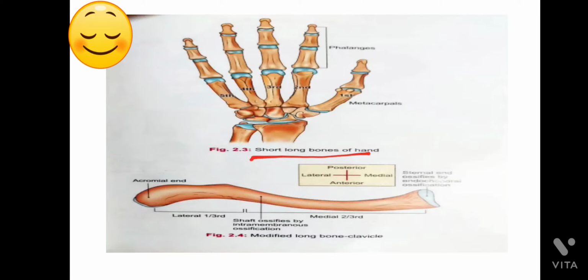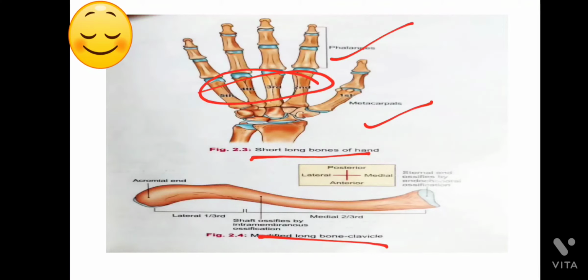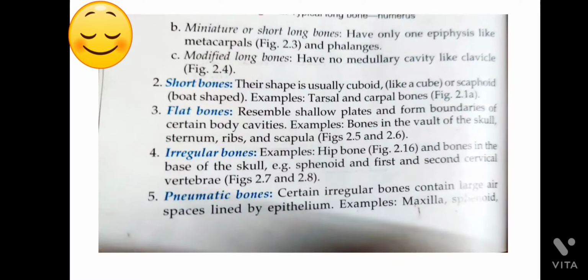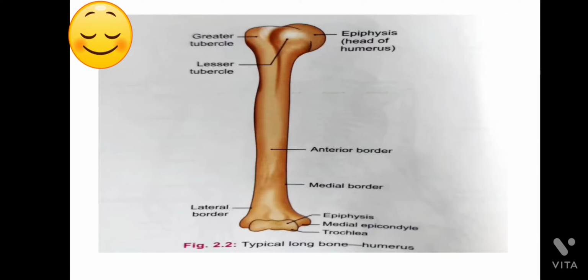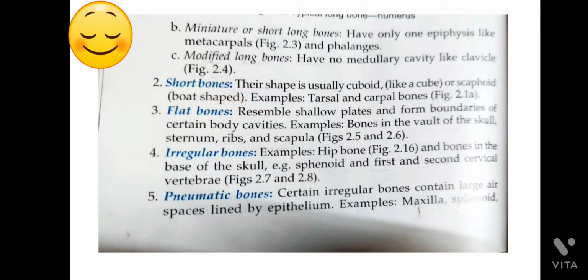This is an example of a short long bone. Which were the short long bones? Metacarpals. These are the metacarpals, phalanges, and this is a modified long bone. Which was the modified long bone? Clavicle.